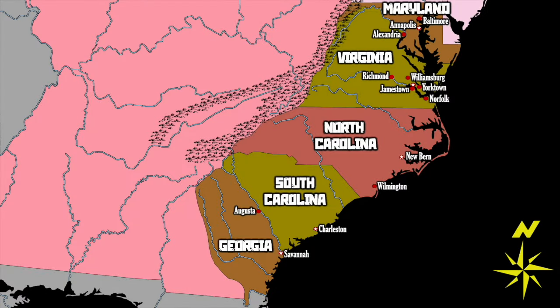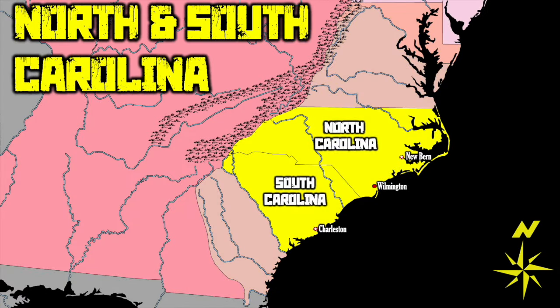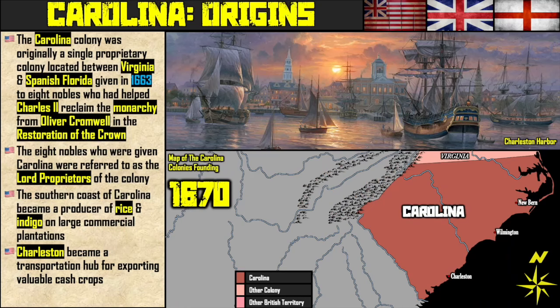Next, we're going to look at the two colonies of North and South Carolina. The Carolina colony was originally a single proprietary colony located between Virginia and Spanish Florida, given in 1663 to eight nobles who had helped Charles II reclaim the monarchy from Oliver Cromwell and the restoration of the crown. Long story short, the colony was given to some of the king's friends who helped the king reach power. The eight nobles who were given Carolina were referred to as Lord Proprietors of the colony.